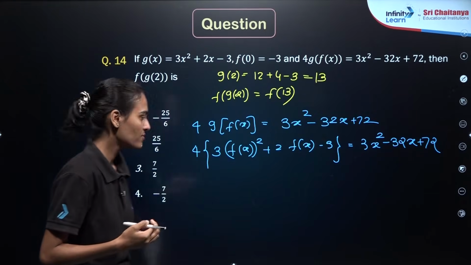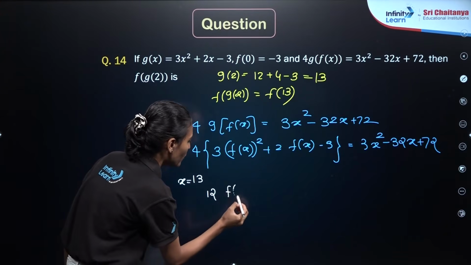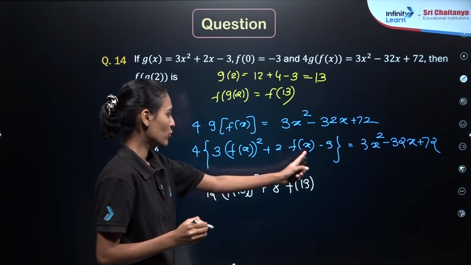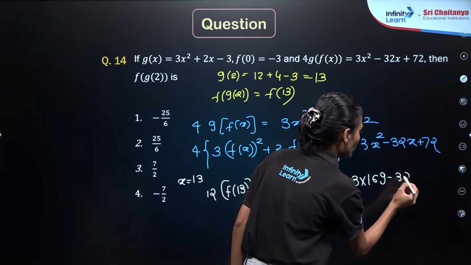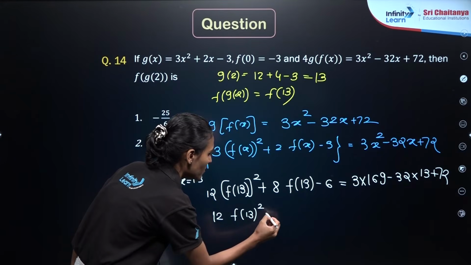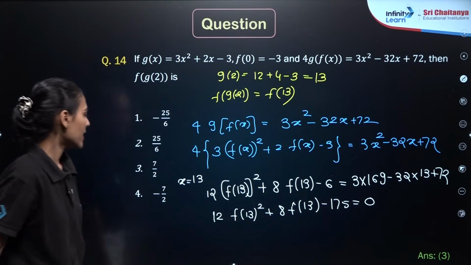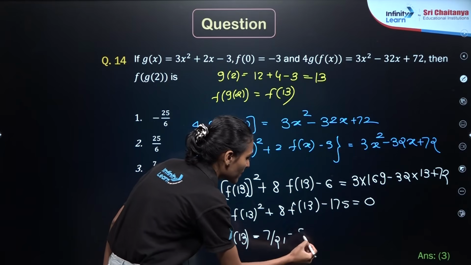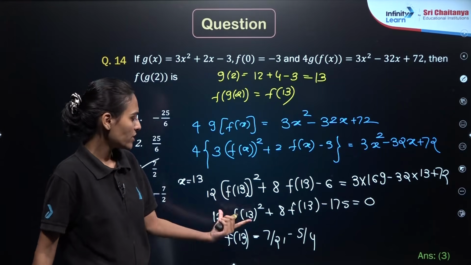Now I will substitute x as what we need to find? f of 13. So let us substitute x as 13. So this will become 12 into f of 13 square plus 4 into 2, 8, f of 13, and then you will get 4 into minus 3, minus 12, equals 13 square, 169, minus 32 into 13 plus 72. So this will give you 12 times f of 13 square plus 8 times f of 13 minus 175 as 0. And then from here, this is a quadratic equation. You can find f of 13 directly using the formula, which is nothing but either 7 by 2 or minus 5 by 4. You will get two roots. So for a quadratic equation, if you compare the options, the answer will be option 3, 7 by 2. So in this way you can approach this question.